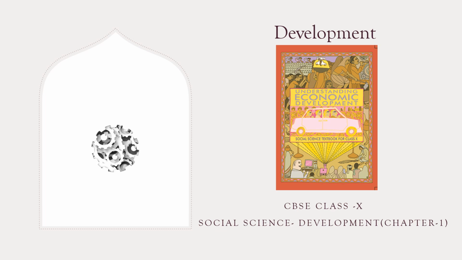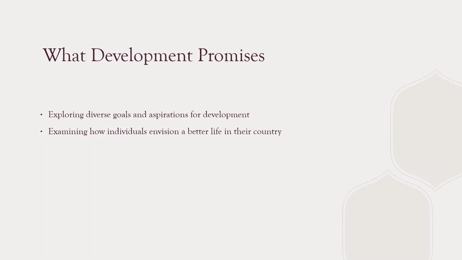So today we are going to be discussing the chapter Development, Economics Chapter 1, Social Science, CBSE Class 10th. Now let's go to the next slide. So let's see what is development. Development in economics refers to improving the quality of life and well-being of the people of the economy. It encompasses both economic and social aspects.